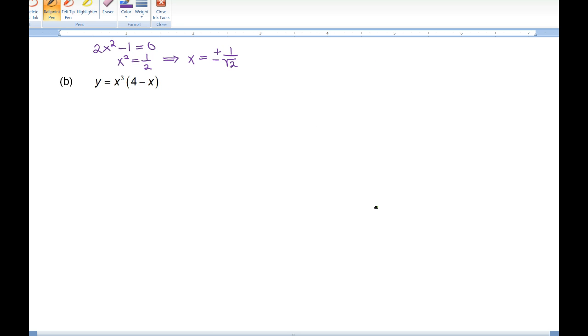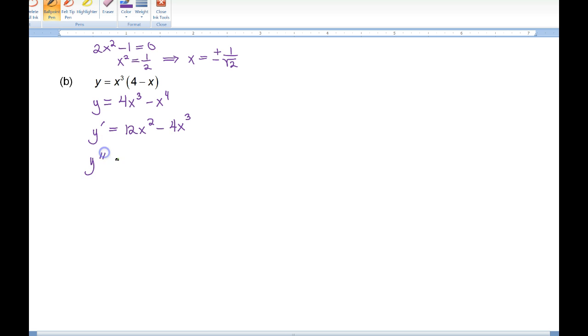Let's look at another example. Now this particular example, I would not use product rule. I would distribute first, just to make that a little easier. So we have 4x to the third minus x to the fourth. So my first derivative is going to be 12x squared minus 4x to the third.